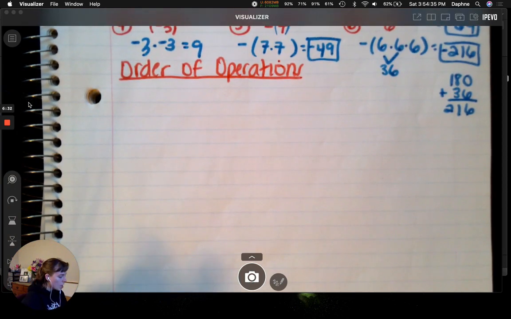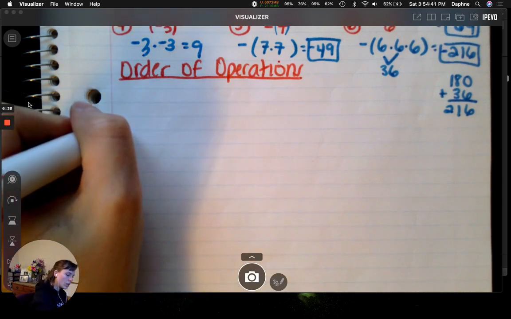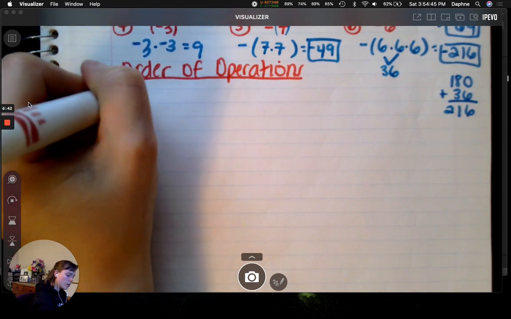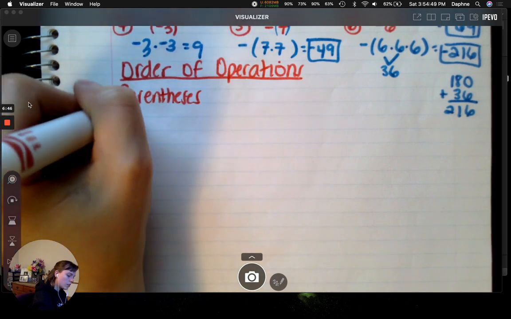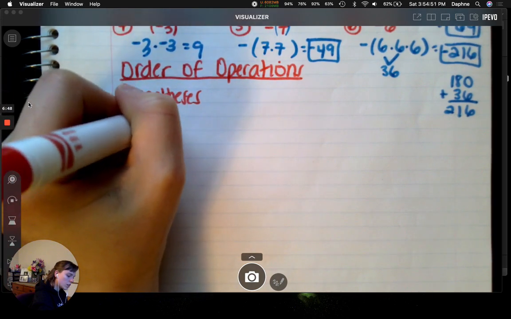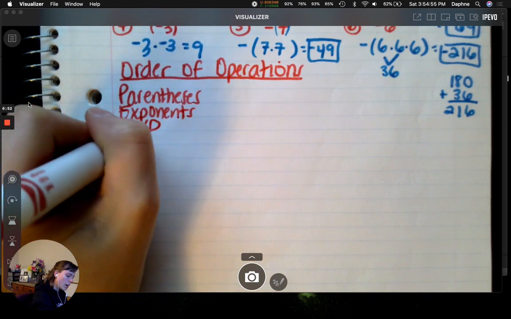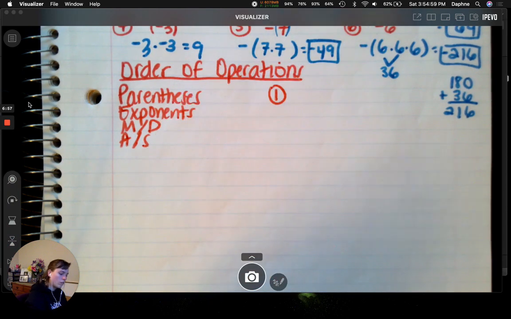Moving this up, so I need to have enough room for 5 examples on the bottom. We're going to have a P for parentheses, E for exponents. I'm going to do M, D, A, S. Then we'll have 1 example over here.